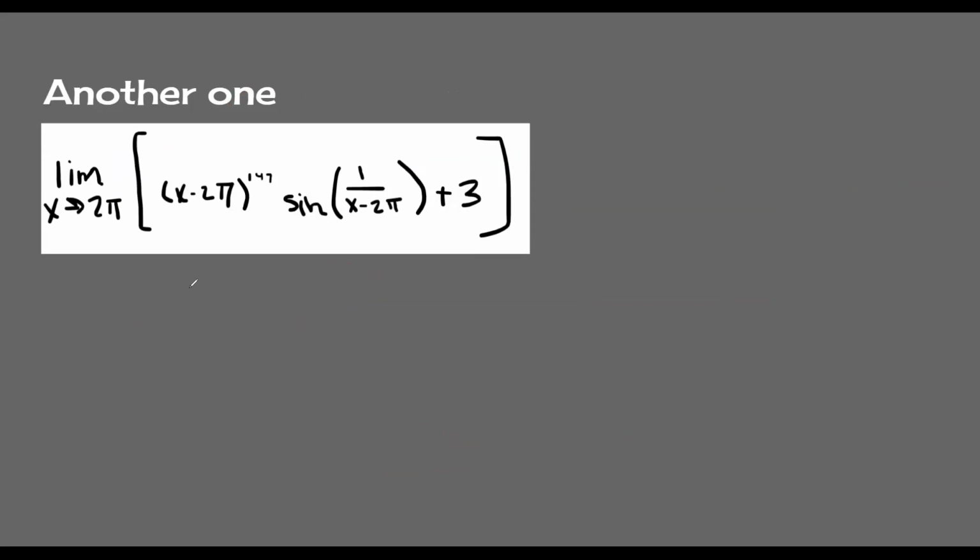So first of all, how do we know that we need to do squeeze theorem? Well, we have something stupid. We have this 2 pi. You see the limit as x goes to 2 pi. If we plug that in for x, we would end up with a denominator of 0. See that sine part? It would end up 1 over 0. So that's how we know that there's a problem.